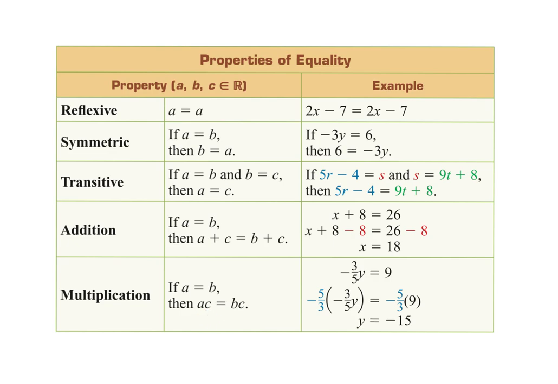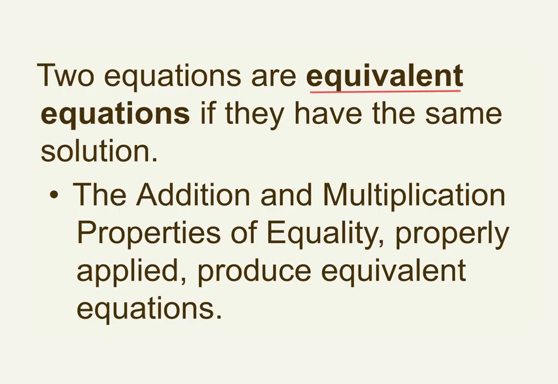Think of it as a scale or a balance. We need to keep it balanced. And so if you add weight to one scale, you have to add weight to the other side. If you multiply it by a factor, you need to multiply the other side by a factor. Two equations then are considered equivalent if they have the same solution. And so the addition and multiplication properties, if they are applied correctly, produce equivalent equations. We actually haven't changed the fact that they're equal as long as we do the same thing to both sides.